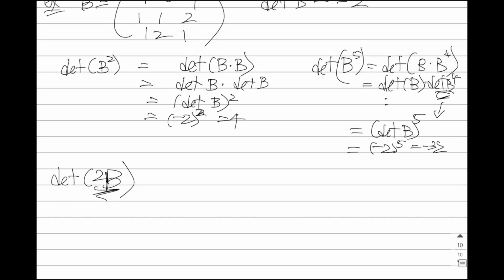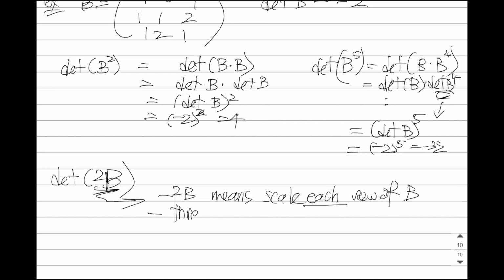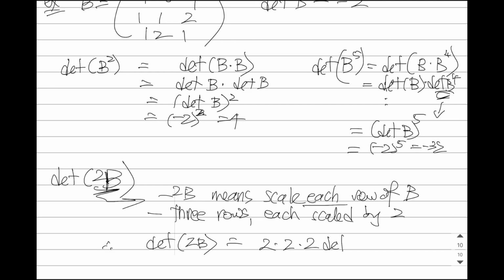What would I get if I was asked to calculate the determinant of 2B? 2B means scale each row of B. I have 3 rows, each of them scaled by 2. And so when I do a row scaling, it's just going to be that scaling factor multiplied by the determinant. So I'll end up getting an 8 times -2, which is -16. So we've got a ton of results. They're all just different ways of calculating the determinant. And we are going to exploit that a lot when we go on to the next chapter of the course and we talk about something called eigenvectors.